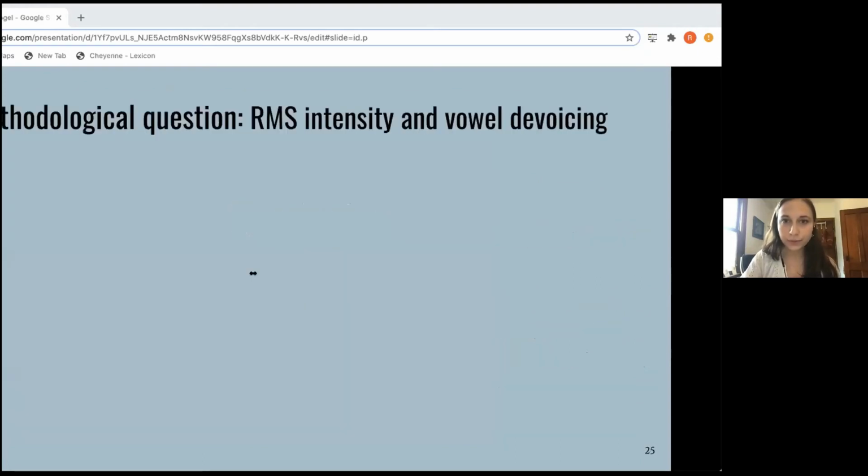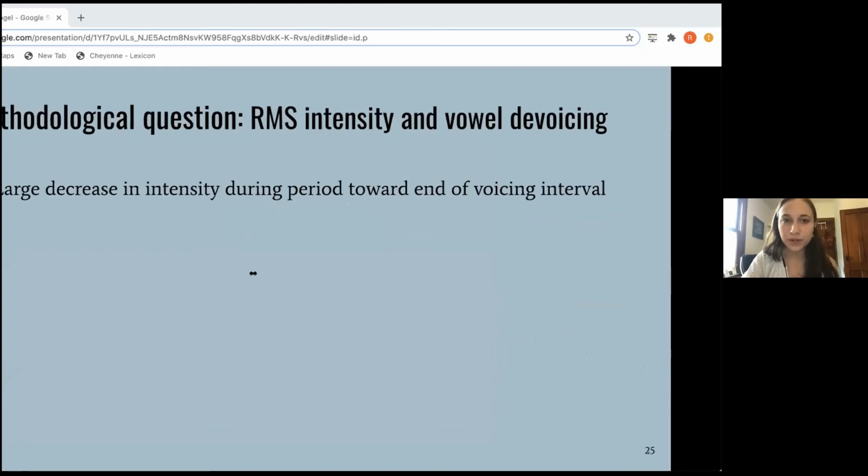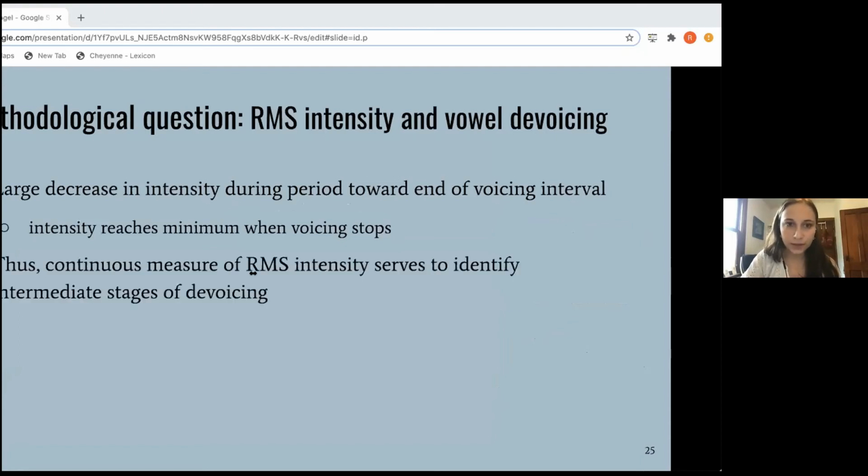So to conclude, there were 2 main goals of this study, and therefore there are 2 main findings. And the first concerns the relationship between RMS intensity and devoicing. So we saw that there's a large decrease in intensity during the period toward the end of a voicing interval, and that intensity reaches a minimum when voicing stops. And this indicates that a continuous measure of RMS intensity does serve to identify intermediate stages of devoicing.